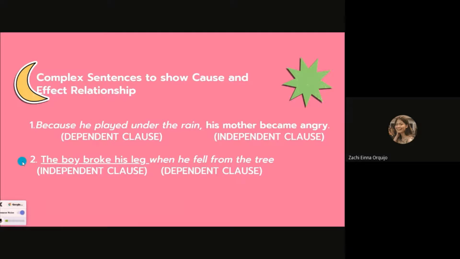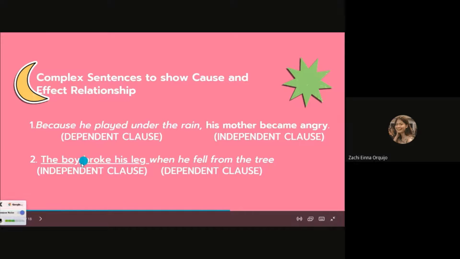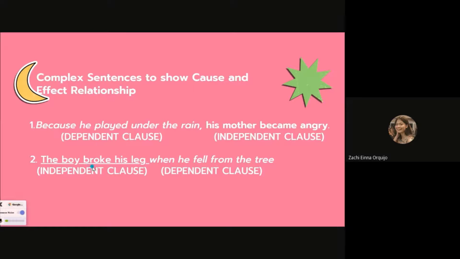For the second sentence, the boy broke his leg when he fell from the tree. So, the boy broke his leg is an independent clause kasi naiintindihan natin siya. Walang kulang. Buo ang diwa niya. Pero itong when he fell from the tree is a dependent clause. Ibig sabihin, hindi buo ang diwa niya, may kulang. So, kapag pinagsama itong dependent clause at independent clause, we call this one as complex sentence.